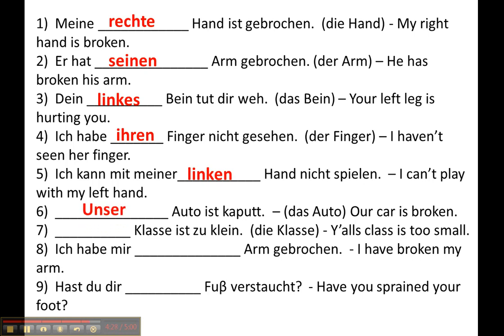Unser Auto ist kaputt. This is the subject, so nominative. Also nominative. Eure Klasse ist zu klein. Ich habe mir meinen Arm gebrochen. This is accusative because it is a direct object. And also accusative. Hast du dir deinen Fuß verstaucht?